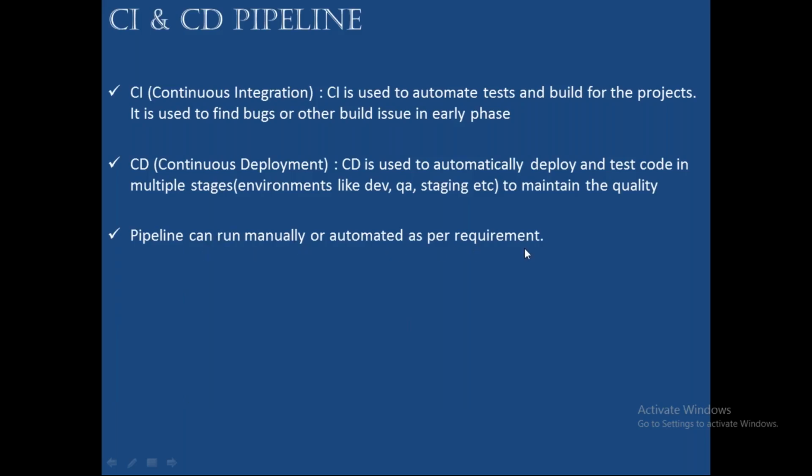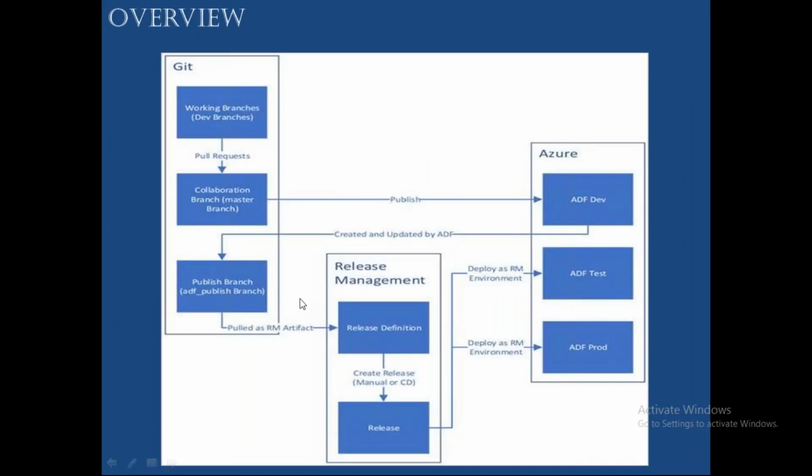Pipelines can run manually or automated as per requirement, as discussed. Overview diagram. Now you try to understand here. You have a data factory. From the data factory you will publish the code. That code will be there in some feature branch. From the feature branch, with the help of a pull request, we can merge it with the master branch.